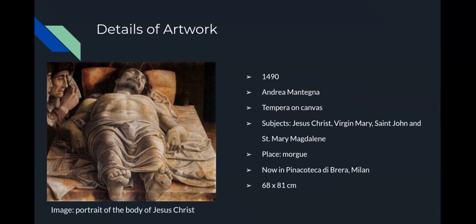Anyway, this artwork is credited as being from 1490, although the exact year it was painted is debated. It was made by Andrea Mantegna. It was painted in tempera on canvas. The subjects in the painting are Jesus Christ, the Virgin Mary, Saint John, and Saint Mary Magdalene. It appears to take place in a morgue. It is currently located in Pinacoteca di Brera in Milan.